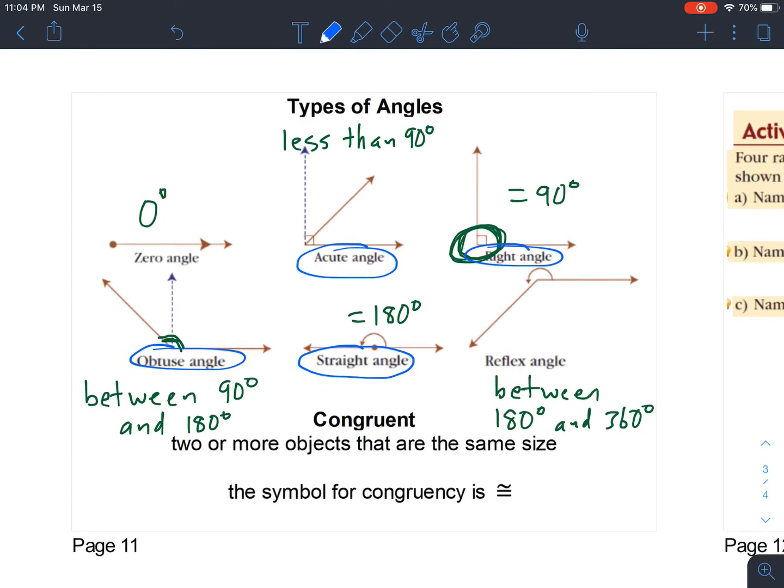Now down here at the bottom, a definition of what congruent means. So that is going to be 2 or more objects that are the same size. And this is a very important symbol that you're going to have to remember. It's an equal sign, but then we put a squiggle on top, and that shows that 2 things are congruent. So then whenever you see that, you know those 2 things are the exact same size.